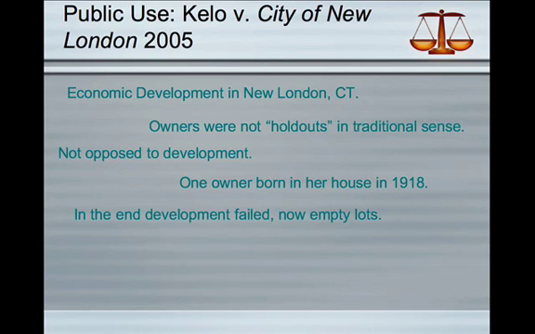And so the Supreme Court in 2005 okayed the taking, but in the end, Pfizer had a merger. I don't remember exactly with who. Was it Merck? I think so. So they no longer needed that research facility. So they abandoned it. Plus, they also had some tax abatements that were about to expire. So Pfizer decided to get out of there. And in the end, the development completely failed, and it's just empty lots now.